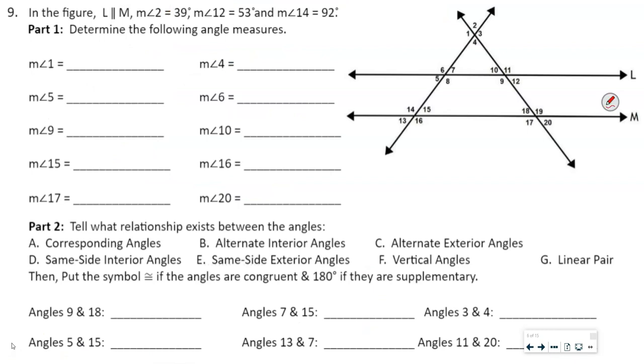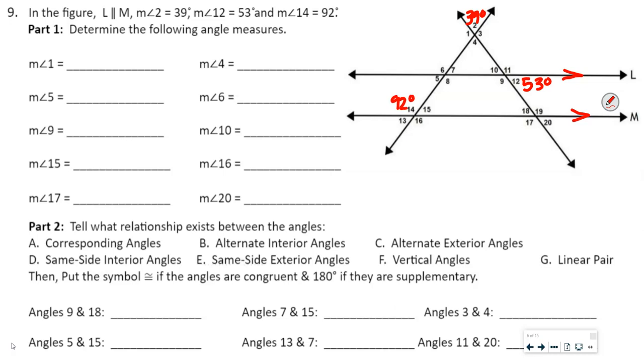For number 9, it says in the figure, L and M are parallel. So I'm going to go ahead and put some parallel symbols on these lines because that's important. It says that the measure of angle 2 is 39, and the measure of angle 12 is 53. So where's 12? 53 right there. And it also tells me that the measure of angle 14 is 92. Looks more than 92 to me, but we're just going to put what it says because the drawing could be not the best as far as accuracy is concerned.